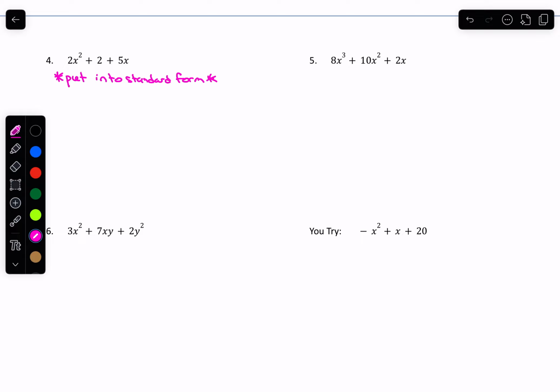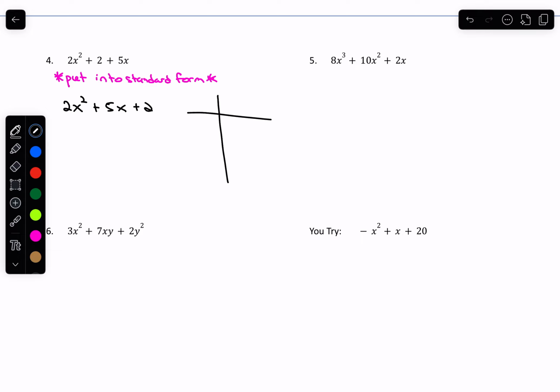Okay, so before beginning to solve anything, put it in standard form first. So this one we will rewrite as 2x squared plus 5x, then plus 2. If you don't put it in standard form, then you might confuse what is the a term, what is the b term, and all that good stuff. Now we're going to proceed as normal.